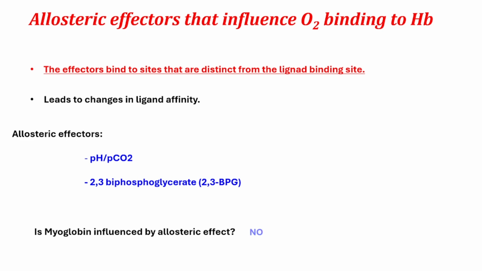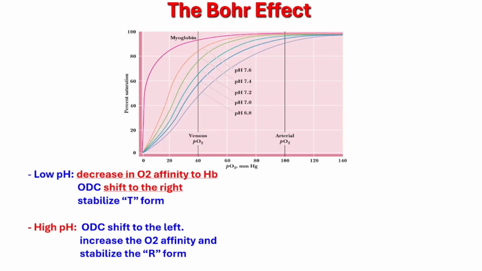So let's start with the pH. The effect of pH on the binding of oxygen to hemoglobin is called the Bohr effect. It is named after the scientist who discovered this, Bohr. All right, so we call this effect the Bohr effect. As you can see, this is the oxygen dissociation curve of hemoglobin.